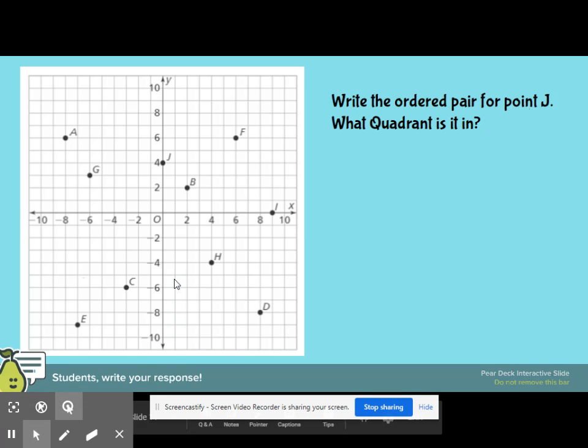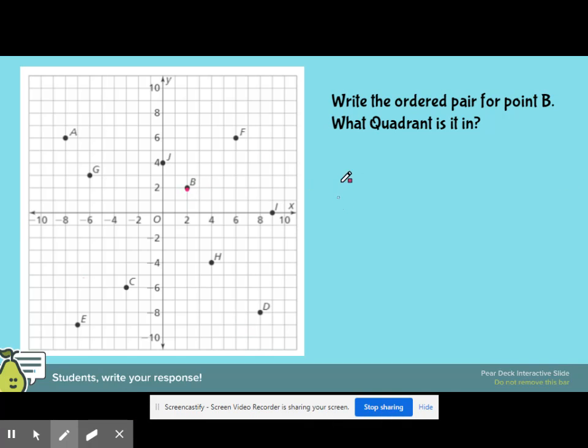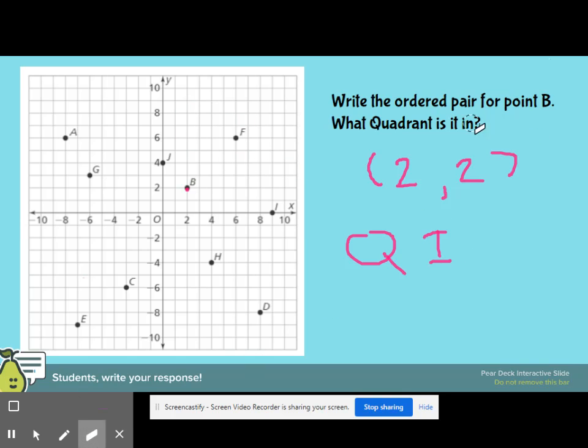We're probably just going to do one more. Point B. Find point B. Give me the location of point B. Parentheses separated by a comma. Over 2. Up 2. What quadrant is that in? Well, we always start with the positive positive. This is quadrant 1.